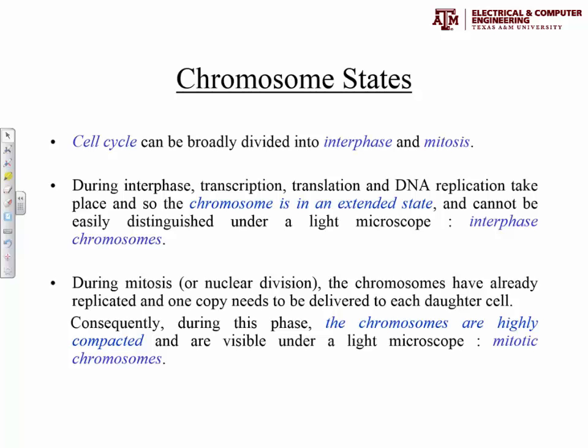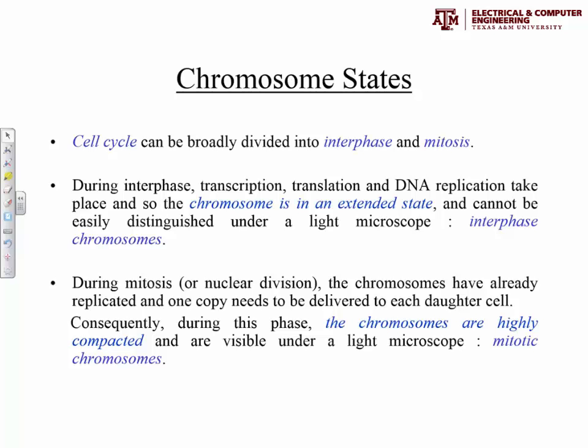Now, during interphase, transcription, translation, and DNA replication have to take place because the cell is growing, meaning the contents have to be duplicated. And so the chromosome is in an extended state, and it cannot be easily distinguished under a light microscope. These chromosomes are called interphase chromosomes. It's not compacted. During cell division or mitosis or nuclear division, the chromosomes have to replicate and one copy needs to go to each daughter cell. And in order to make the separation easier, the chromosomes are going to be in a compacted state. So during mitosis, the chromosomes are highly compacted and are visible under a light microscope, and these chromosomes are called mitotic chromosomes.